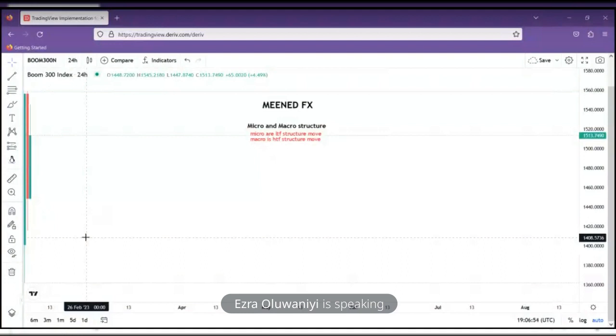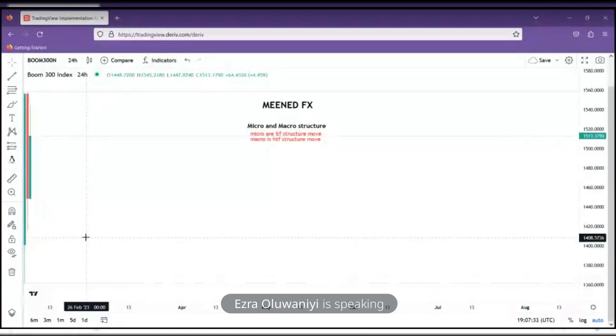All right. First of all, you need to be able to understand what micro structure is and what macro structure is. What do we classify? It's just grammar. Sometimes some persons might be using it, and it might mean something different in their own terminologies. But according to me, the way I see the market, I see them in micro and macro. Macro structure is basically the higher time frame structure moves, while microstructure is lower time frame structure move.